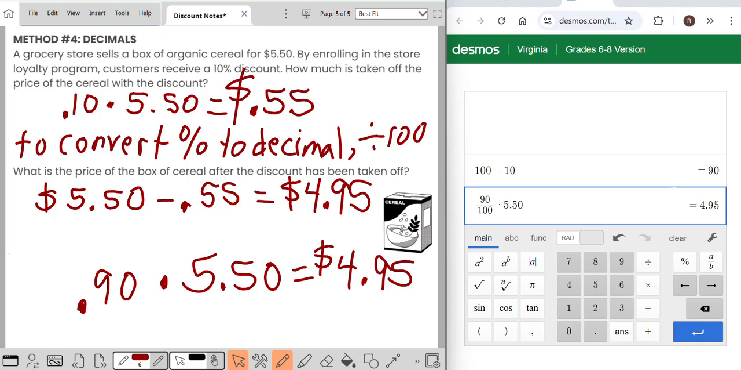You just have to remember, first you take your 100% minus your 10%, convert that to a decimal by dividing by 100, and then multiply by the original price. Okay? You've done a fantastic job.